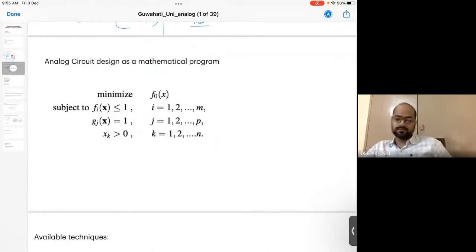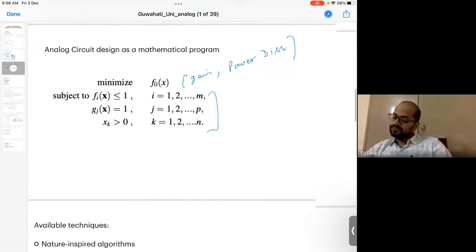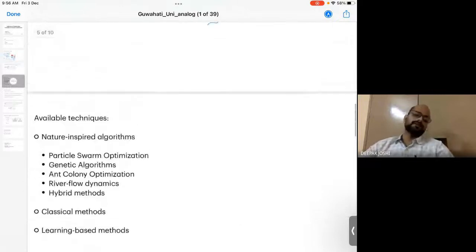So this is a mathematical program of any generalized analog circuit. Let us say you can have gain or power dissipation here. Okay, and then there are many constraints within which this particular design has to be contained. The cost function has to satisfy all these constraints. Okay, so now we will go to what are the available techniques for it.